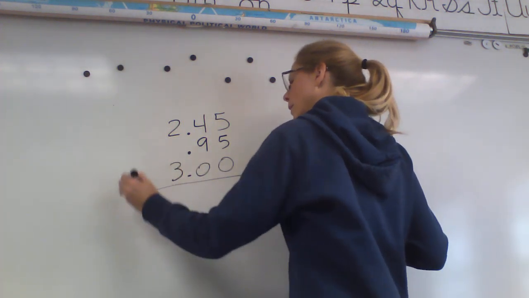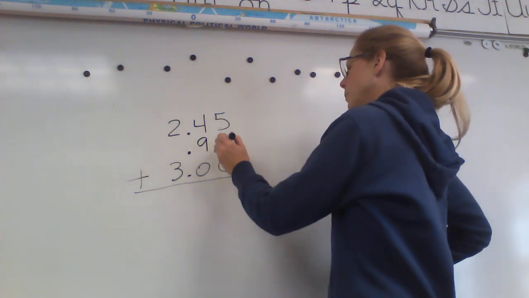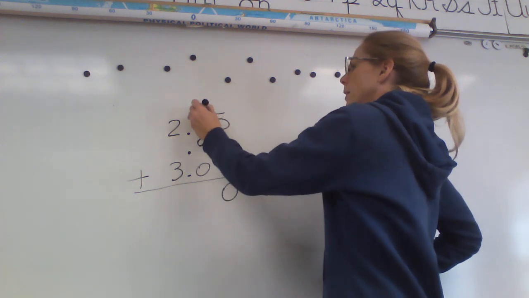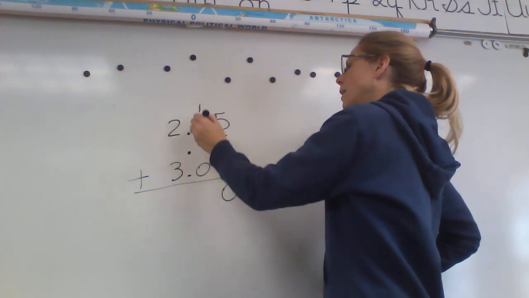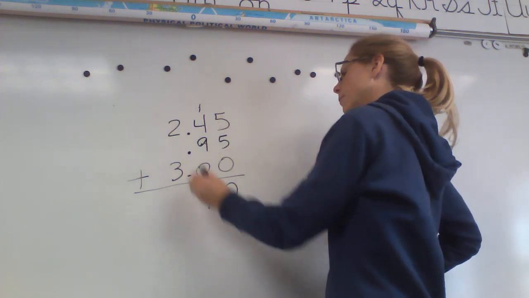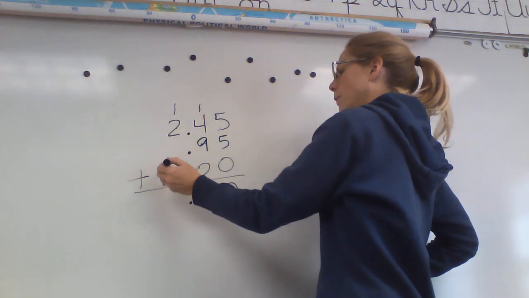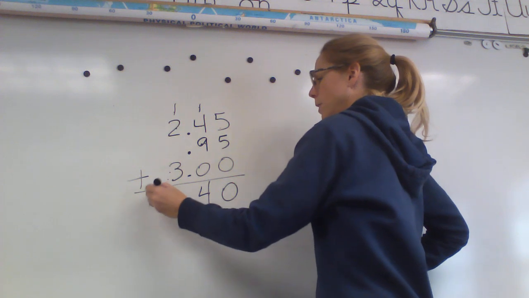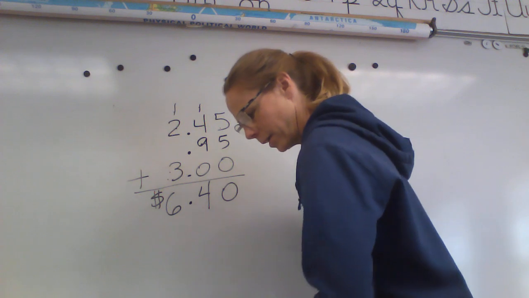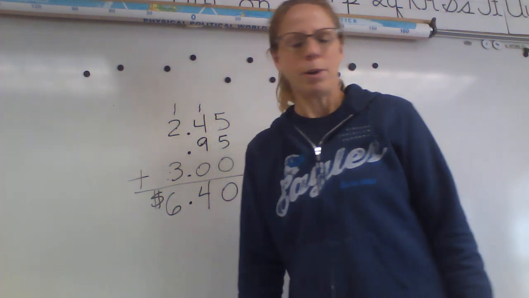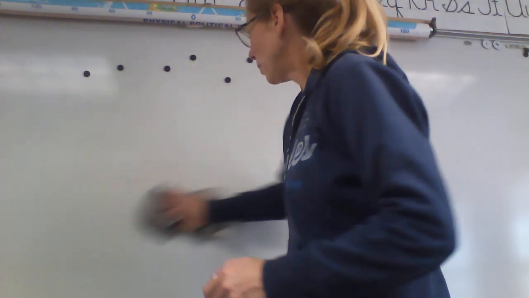Okay. So we're going to add all that up to see how much she saved. 5 plus 5 is 10. 9 plus 1, okay, I see a nice little group for a 10. Plus 4 is 14. Boop, stick in my decimal point. 2, 3, 4, 5, $6.40.